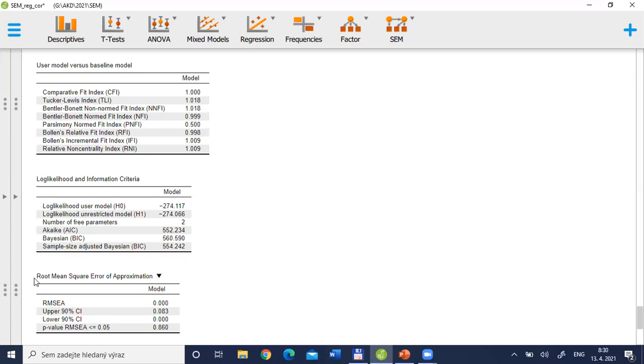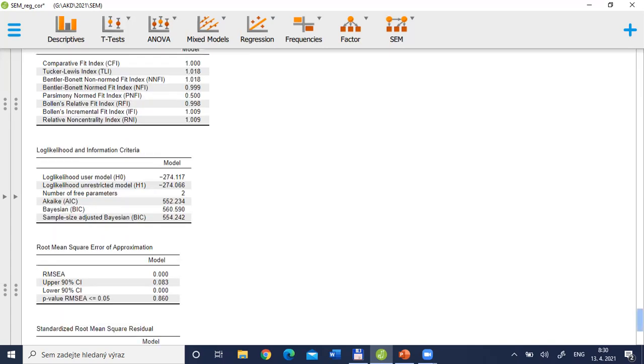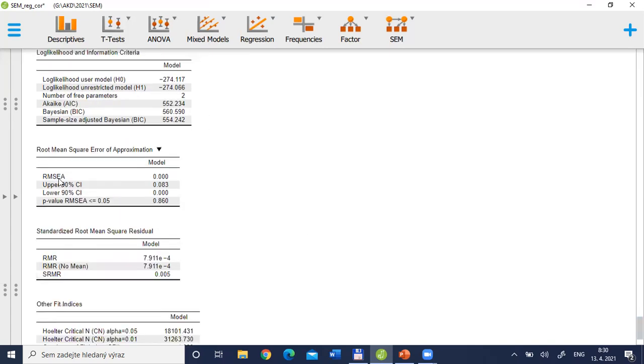Once again, just the opposite is the statistic called RMSEA, which is measuring some error of my model. And once again, the recommendation usually followed in the literature is that this statistic should be below 0.08. Here it is close to 0. So once again, no problem can be seen in my model.